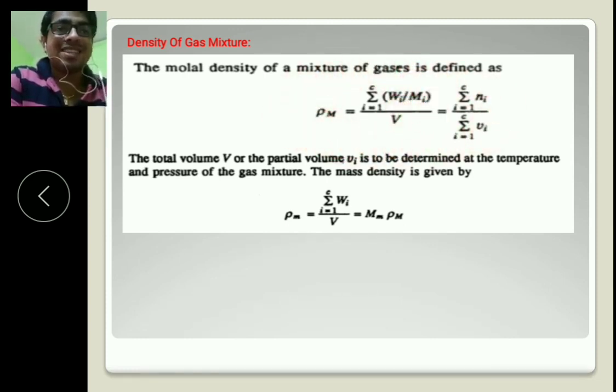Mass density: we know mass divided by total volume, and mass is the summation of mass of individual components, divided by total volume. So this we can write as average molecular weight times rho m, where rho m is molar density. So mass density is equal to molar density times average molecular weight.